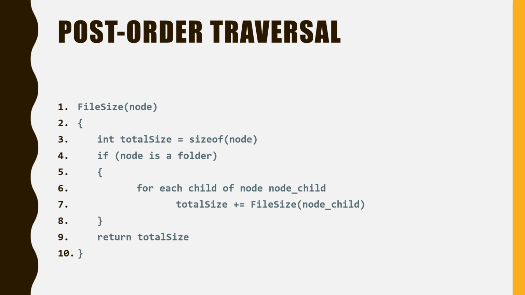Here is the pseudocode for the post-order traversal of the directory tree. In line 3, we initialize the space consumption using the size of the current node. Lines 6 and 7 recursively visit all the children of the node and sum their respective sizes. Line 9 returns the total space consumption of the current node. Since the total size of the parent, calculated in line 9, is accessed after the total size of the children, calculated in line 7, the order is considered post-order.